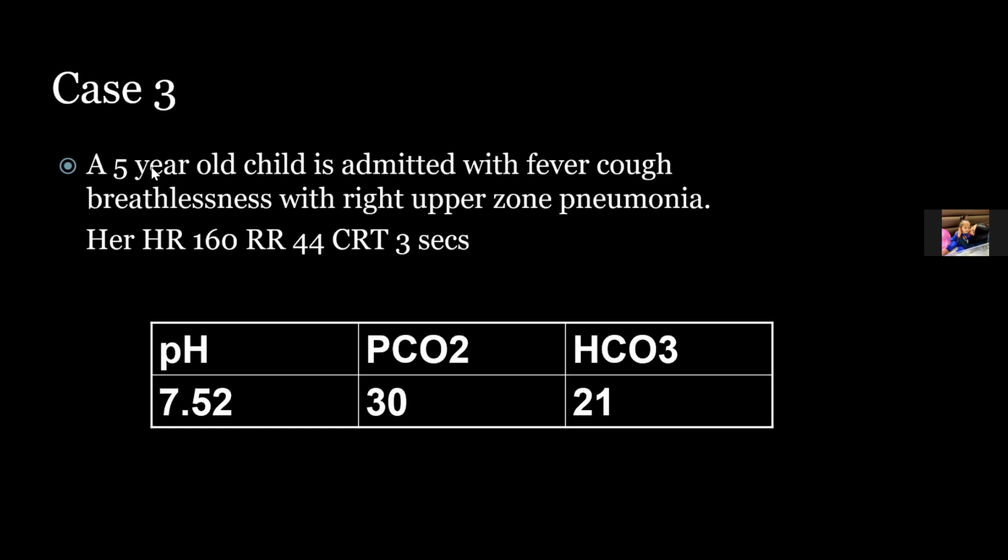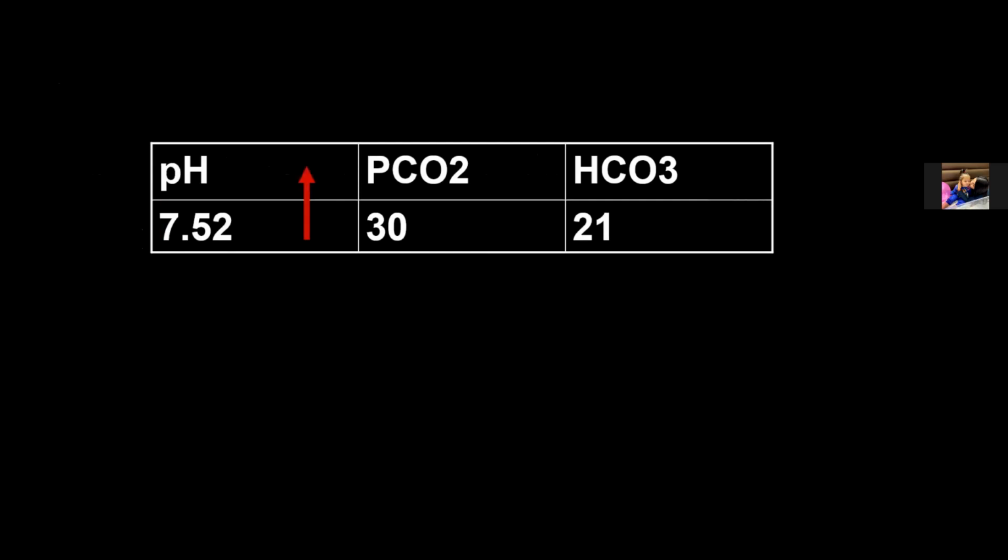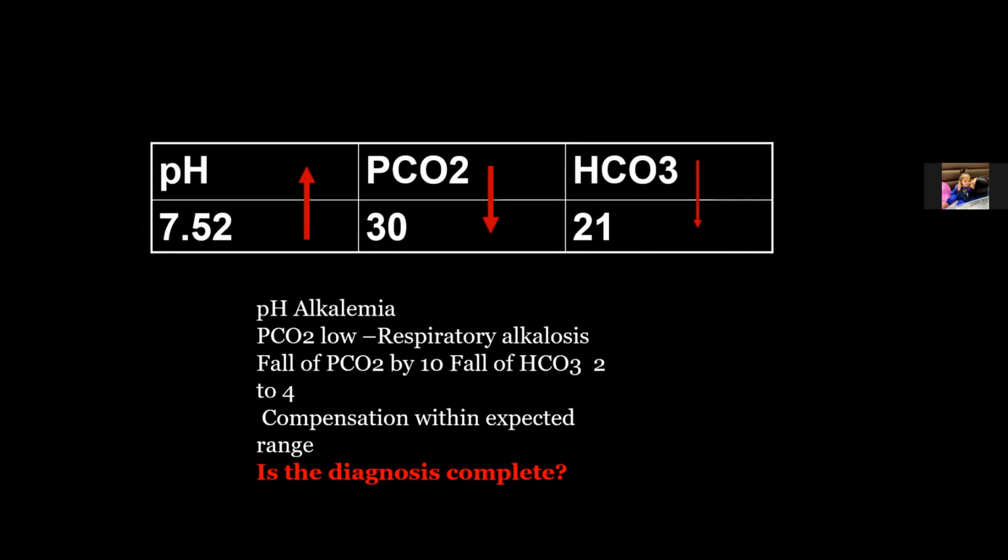So what we have here, let's see. We have an alkalemia. We have a PCO2, which is low, which can explain the alkalemia, and a bicarbonate, which is moving in the same direction, which cannot. So we have a respiratory alkalosis, and the compensation is within expected range. Okay. Now, is the diagnosis complete from the same breakout room?